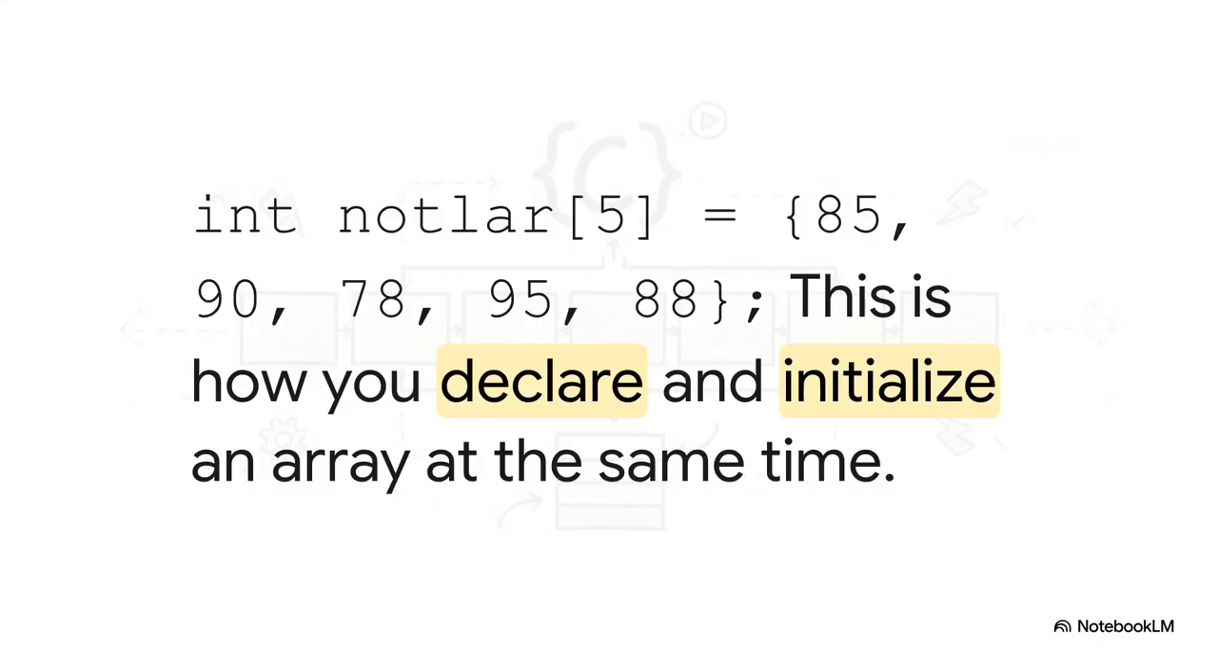This is the most straightforward way to do it. Let's just break this line of code down really quickly. Int tells us we're storing integers. Notlars is just the name of our array. The 5 tells the computer, hey, set aside enough space for exactly 5 integers. And finally, everything inside the curly braces just gets plopped into those 5 spots, in order. It's clean, simple, and you'll see it everywhere.